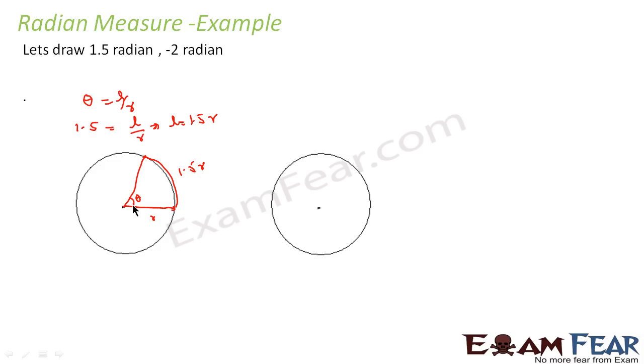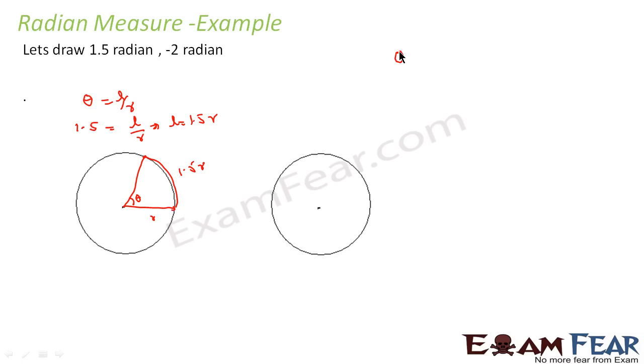What have we done here? Theta is equal to L by R. We know R, and we know theta is equal to 1.5 radian. So we got L: L is equal to 1.5 R. So we have taken the arc of length 1.5 R and then drawn the angle. So this is 1.5 radian.